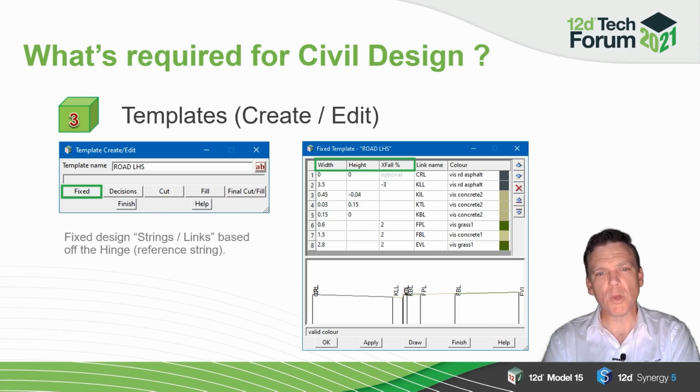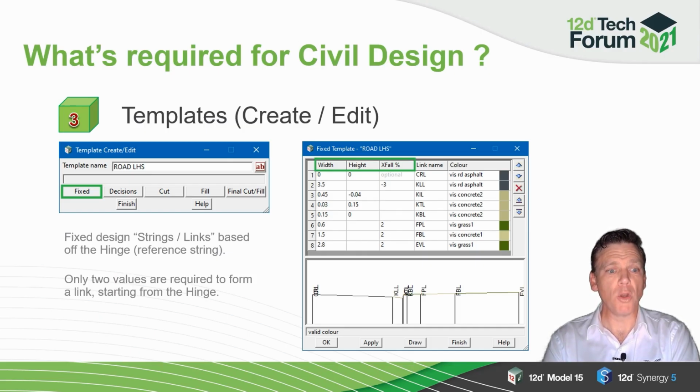And we often use the fixed part of the template, and it's referred to as the fixed part because as the road might be going up or down, left or right, the actual shape of those fixed elements will be locked in place. They're fixed by you, the user, and given those parameters that you've fixed into the cells there. Only two values are required, and what I mean there is basically between the width, the height, and the crossfall, only two of the values are required to form the position of each of those links or the strings.